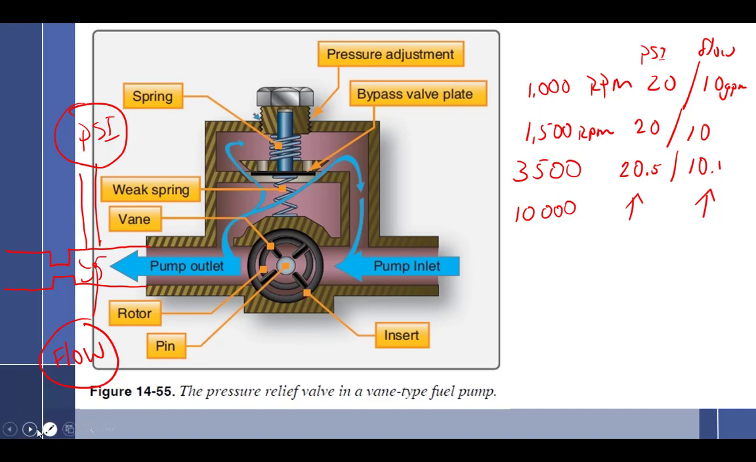All right. Let's go the other way. So we had it all the way up here at 1,000. So now we're going to kind of go back the other way. So from 1,000, let's say I go to 800. All right. What's going to happen right here? Okay, it's going to start closing down. What happens to the PSI? Stays the same. What happens to flow? All right, I better write that down or I'll regret it. So we're back to 20 and 10.